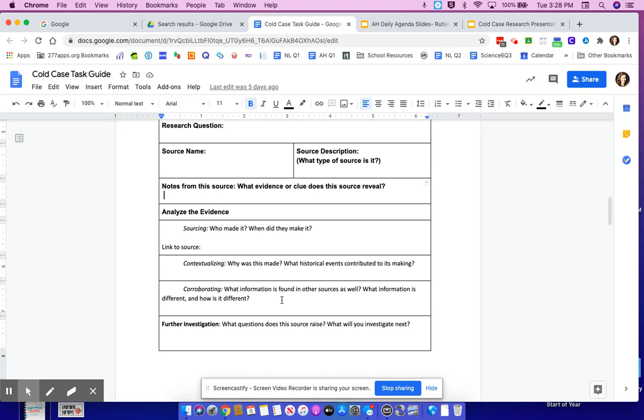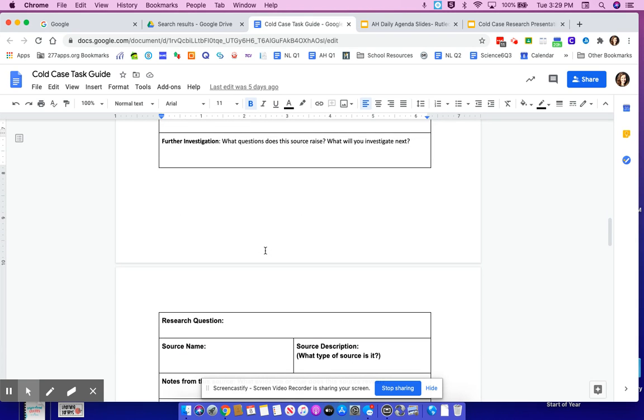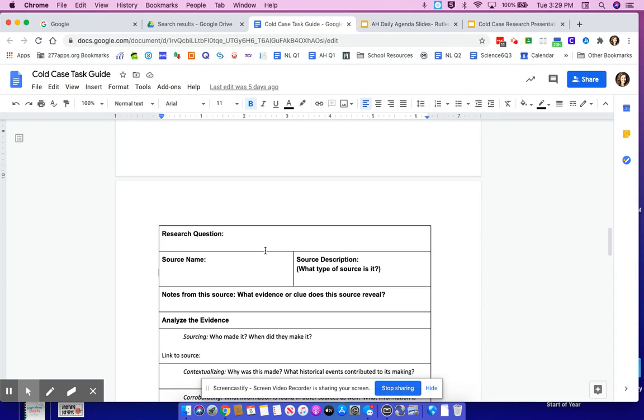Corroborating. Is there anything that you find on other websites that supports what you found on this one? Or is there a big difference? Maybe one website gives a different date than another for the event that occurred. So write that here. And then what questions do you have now? As a result of what you learned here, what are you going to look into next? That goes in the further investigation square. When you've completed that, then you're going to move on to a new source. So choose a different question to research, find a different source to use, and complete the next table.